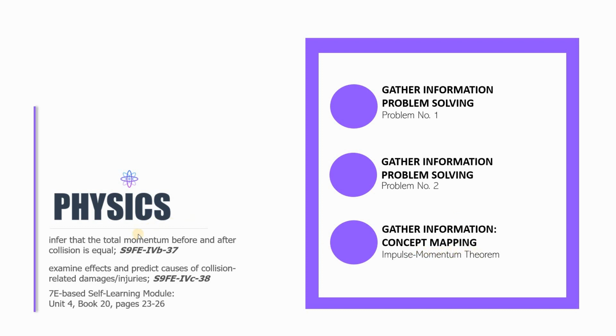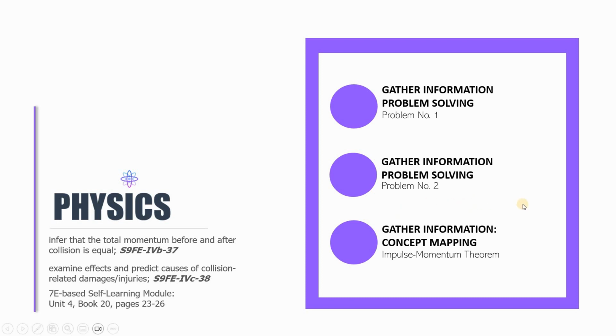theorem. The learning competencies for this session are the following: infer that the total momentum before and after collision is equal, and examine the effects and predict causes of collision-related damages or injuries. Remember that this is based on the 7E-based self-learning module in Science 9, which I wrote for my master's degree, found in Unit 4, Book number 20, pages 23 to 26.